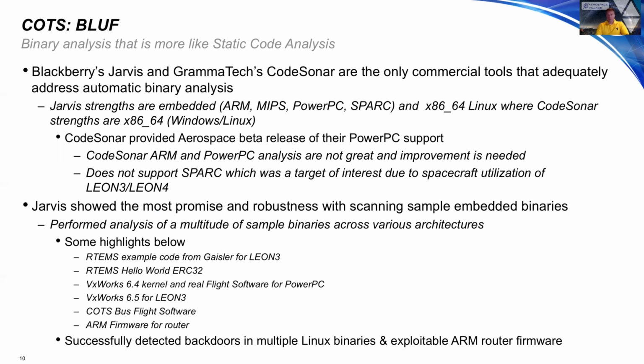But it's not a silver bullet either, obviously. It showed the most promise, and we scanned a bunch of different types of binaries compiled from various types of compilers: RTEMS, VxWorks, software for a new bus architecture, firmware from a router. We were successful in detecting some backdoors in some Linux binaries. When we tested some known knowns with Linux, we found some backdoors, which was great. And then we found a buffer overflow exploit in an ARM router firmware. So that was great as well.